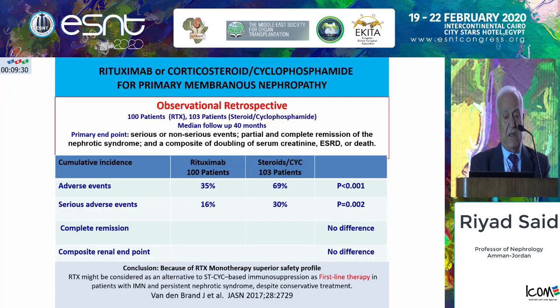And there is another study, a retrospective observational study, comparing rituximab with cyclophosphamide and steroid. Look about the adverse effect, really. The primary endpoint was serious effects, partial and complete remission. Adverse events, the same. Serious events, basically, maybe better in the rituximab group. Complete remission and complete endpoint, no difference. They concluded here that rituximab may be safer due to its safety profile as a first line of therapy in such patients with membranous nephropathy.